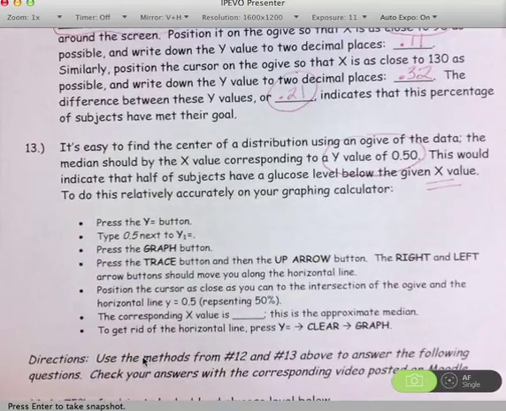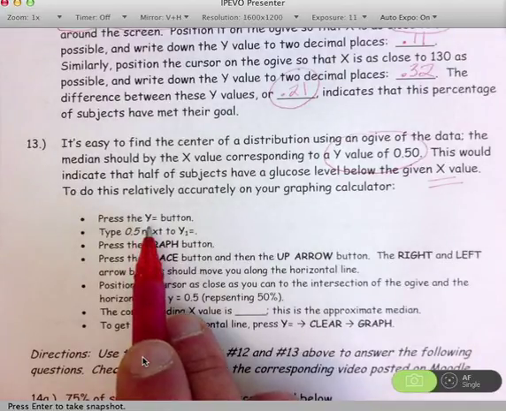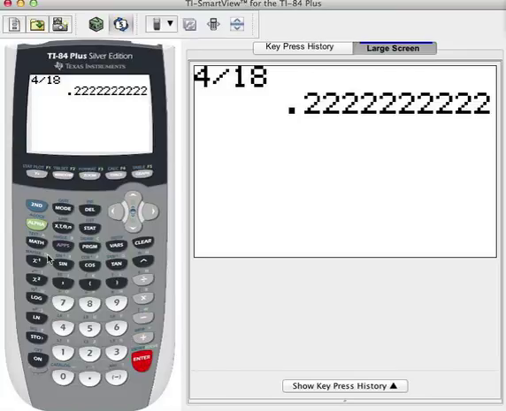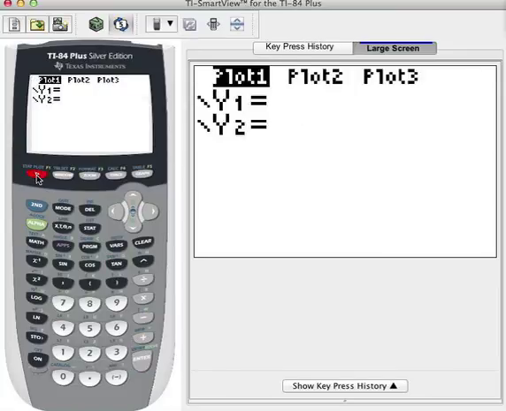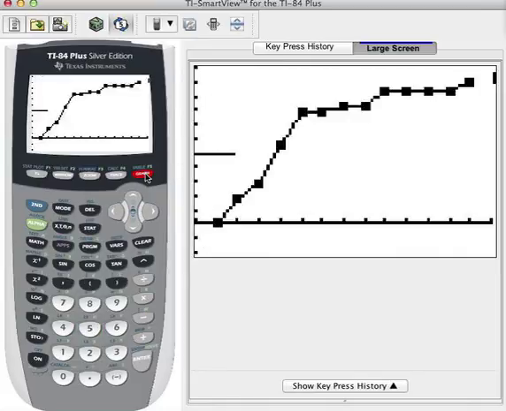So I know I've given you the instructions, but this is something new, so I want to make sure that you're okay with this. To do this, press the Y equals button. Here it is. The next thing you want to do is type 0.5 next to Y sub 1. So what we're going to do is graph the horizontal line Y equals 0.5. Next in the instructions, it says press the graph button. So now we get a horizontal line at the percentage we care about, at 50%.